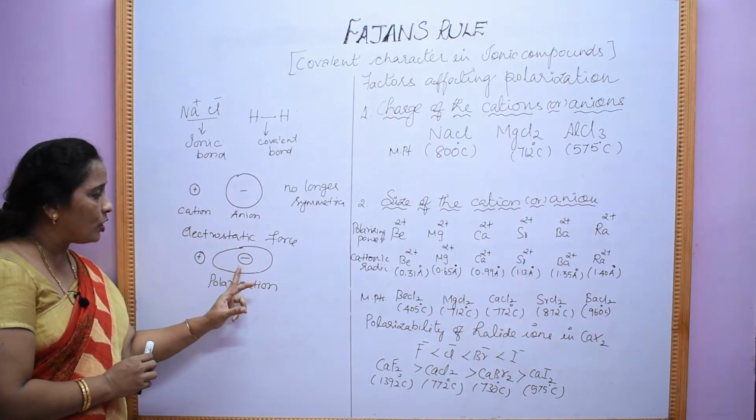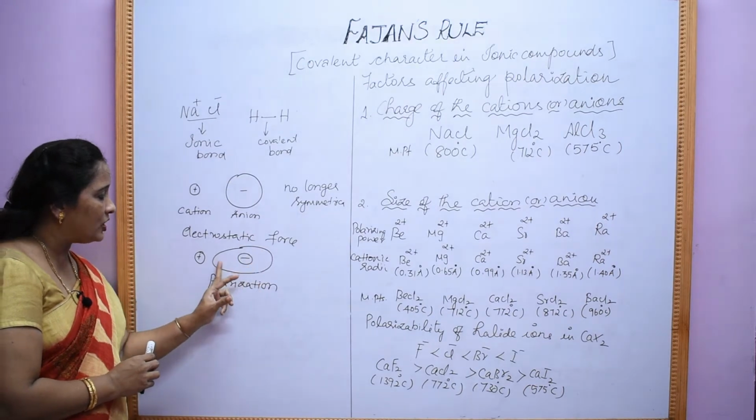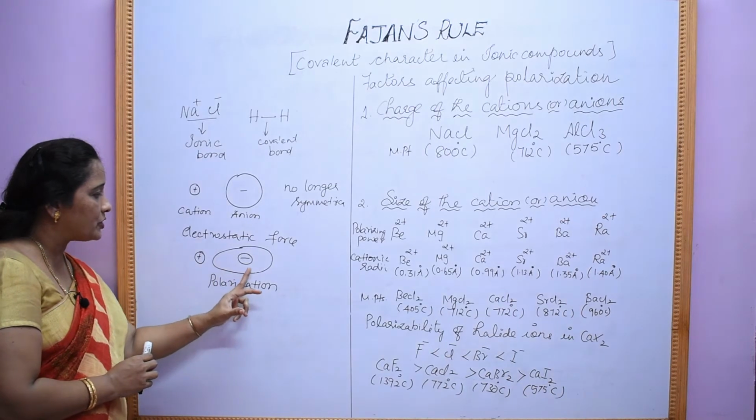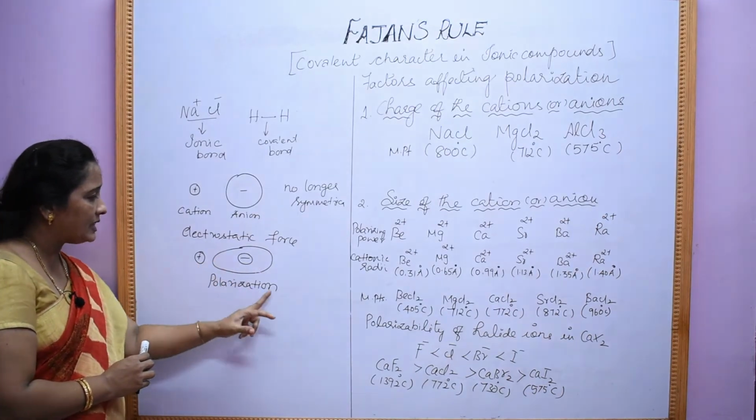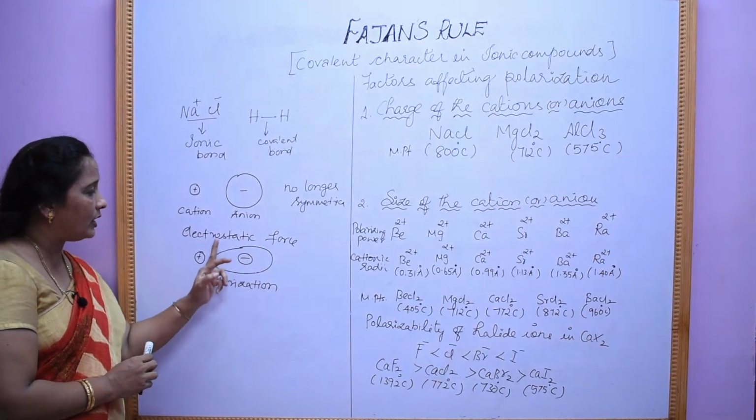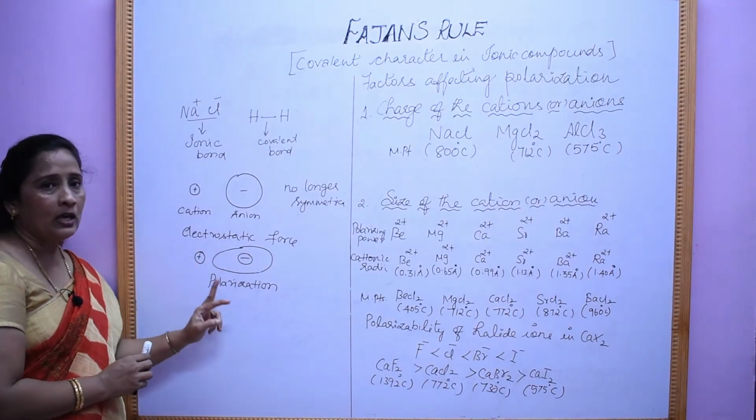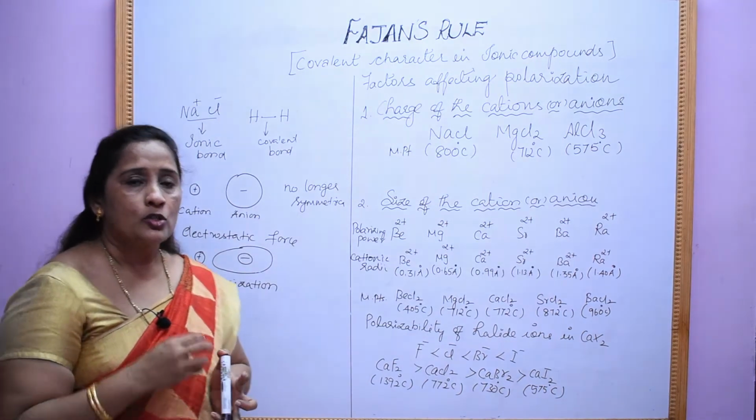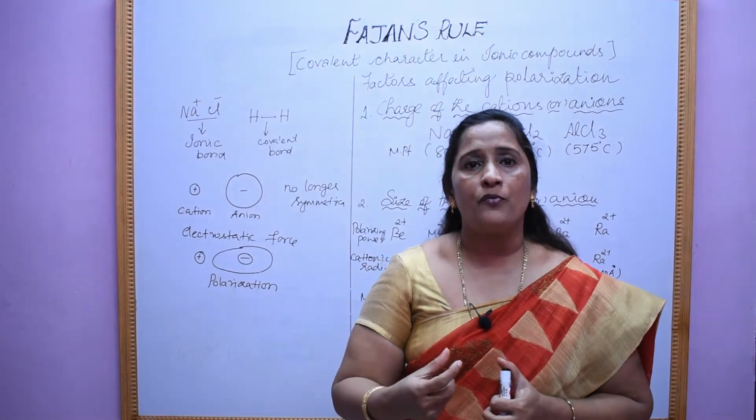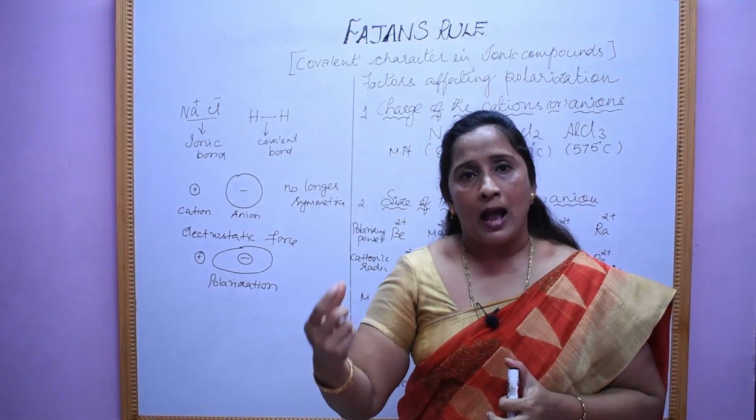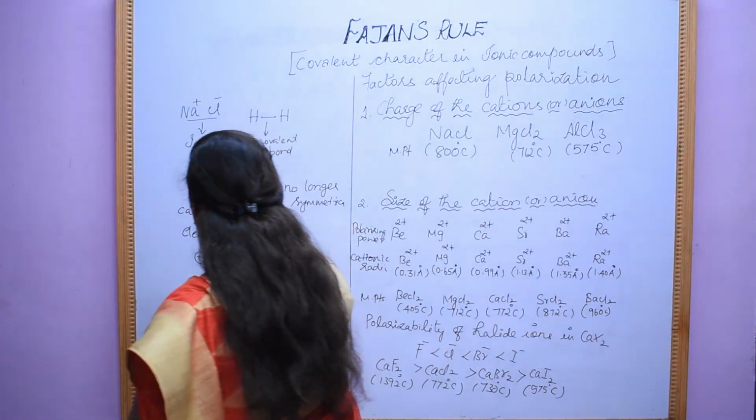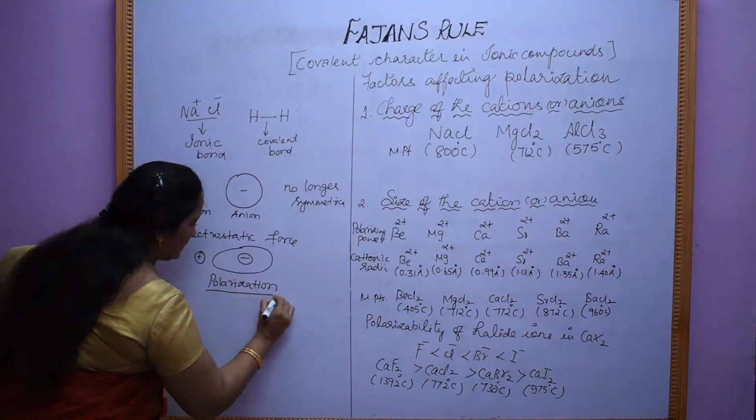So the electron cloud of the anion is bulged, or extended, or attracted towards the positive charge of the cation, and this process of bulging of the electron cloud of the anion towards the cation is called polarization. So what is polarization? Polarization is the process of bulging of the electron cloud of the anion towards the cation. This process is called polarization.